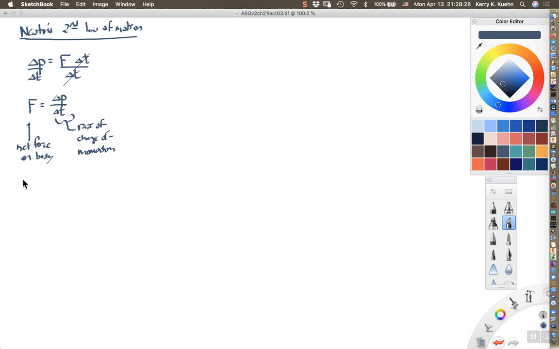For those of you who are somewhat familiar with calculus, and even for those of you who are not, there's something you can do. You can say what happens in the limit as delta t approaches 0 of this quantity delta p over delta t. As you get smaller and smaller time intervals, this goes over to what we call a derivative. This is the notation that Leibniz introduced for describing derivatives.